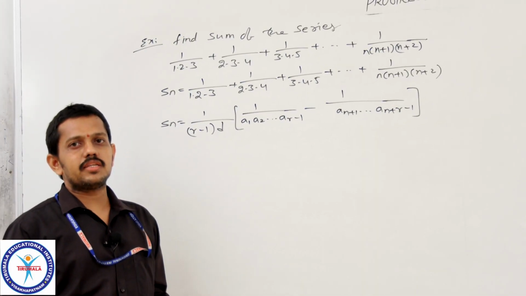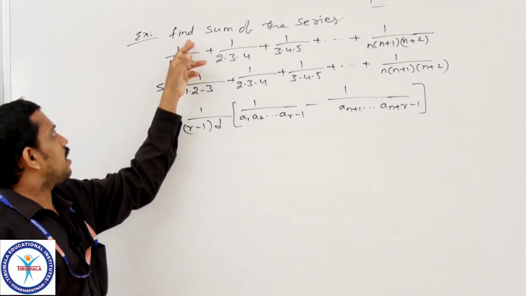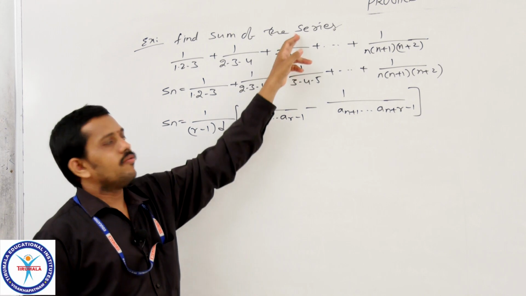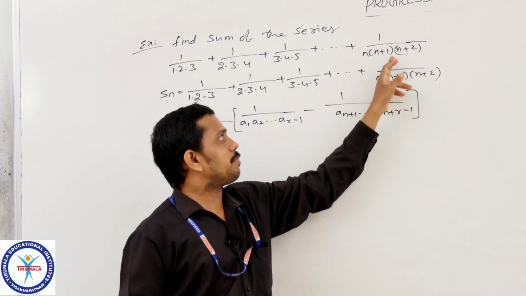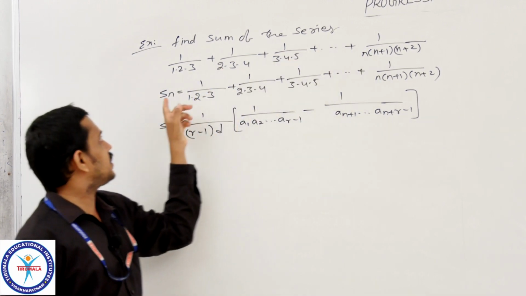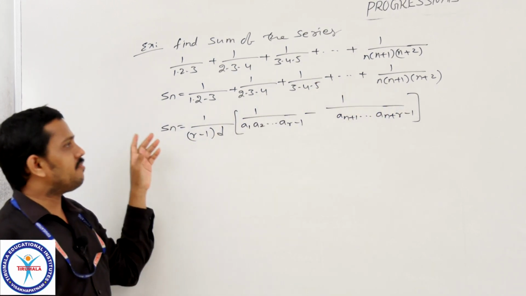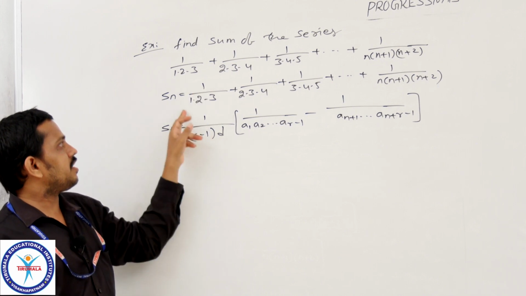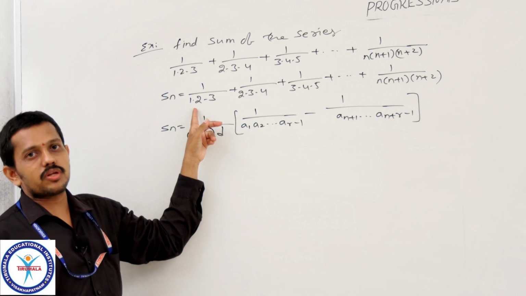Now we will see one example based on the Vn method. Find the sum of the series 1 by 1 into 2 into 3 plus 1 by 2 into 3 into 4 plus 1 by 3 into 4 into 5 plus and so on plus 1 by n into (n plus 1) into (n plus 2). We will denote the sum of this series by Sn. Then by the Vn method, here they are reciprocals and the terms are in arithmetic progression.